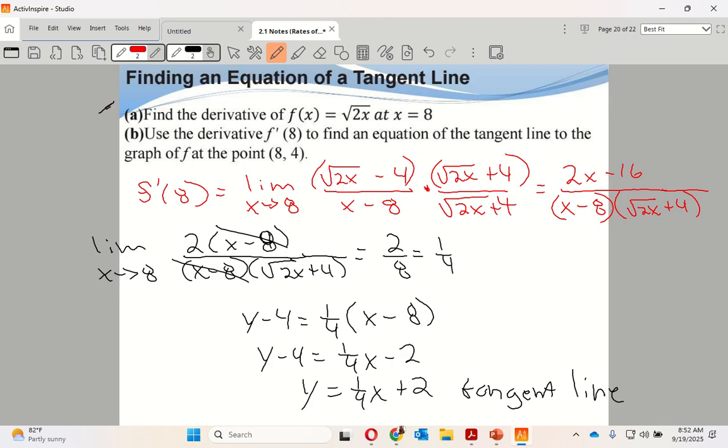Questions so far? No? It's really easy. You just gotta remember the equations. We keep doing the same thing over and over again. So slope, tangent line, slope, tangent line, slope, tangent line. It has to do with everything. Everything is the slope of the line.